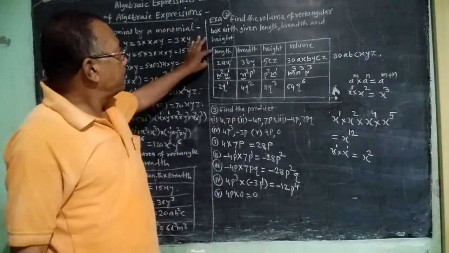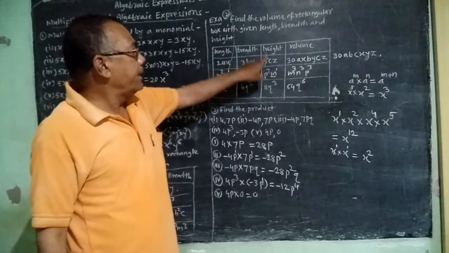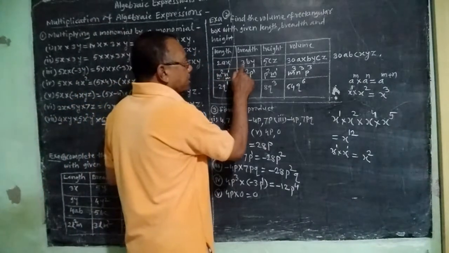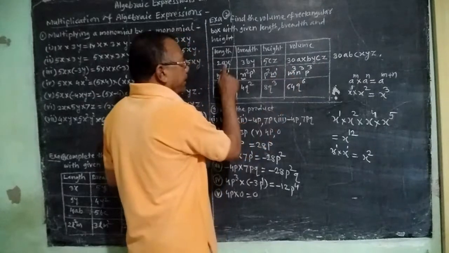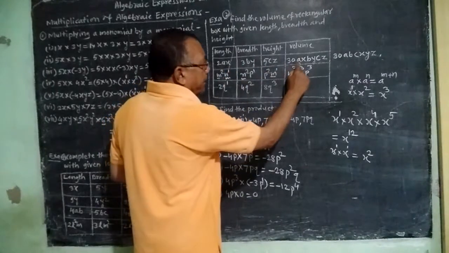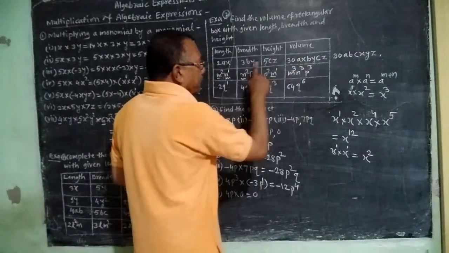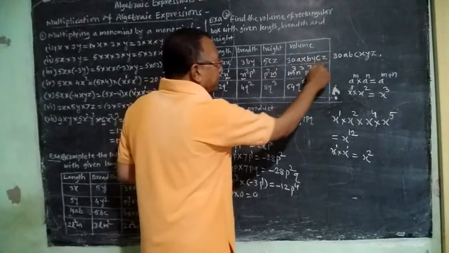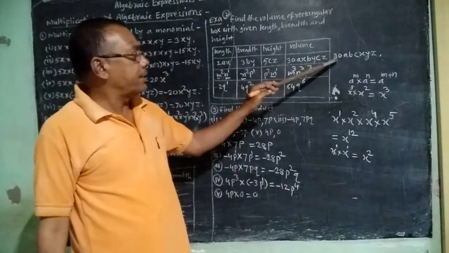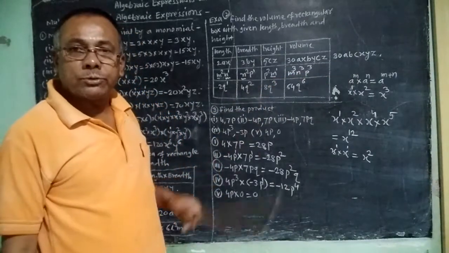Now here the length is given 2ax, breadth is 3by, and height is 5cz. So here 2 3s are 6, 6 5s are 30. A is only alone, there is no pair for A, so I have written A here, x as it is, B as it is, y as it is, C and z as it is. So 30ax by cz, or we can write 30abc xyz. So that is the volume of the first box.